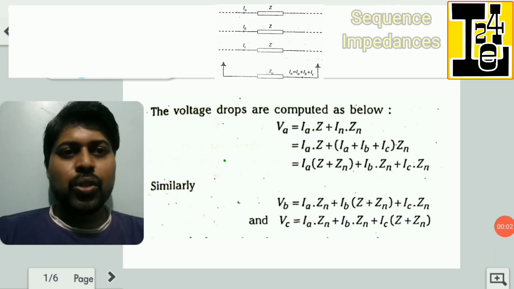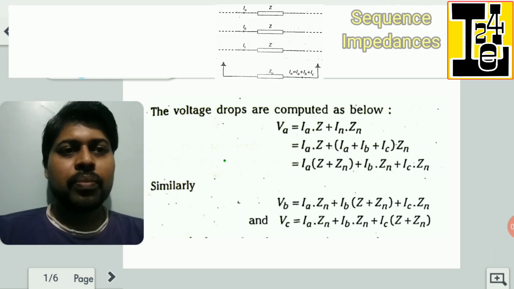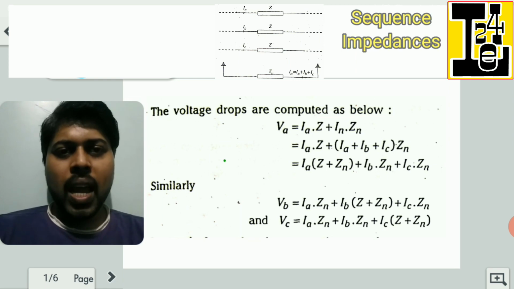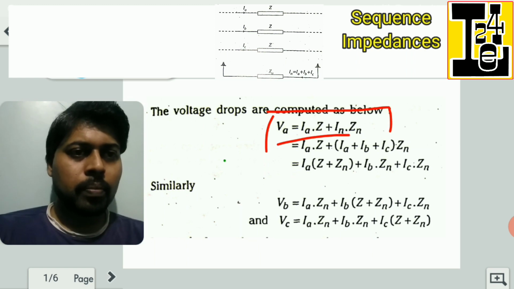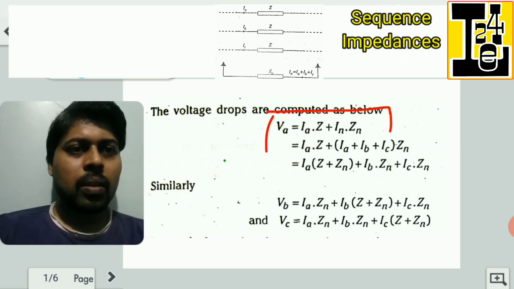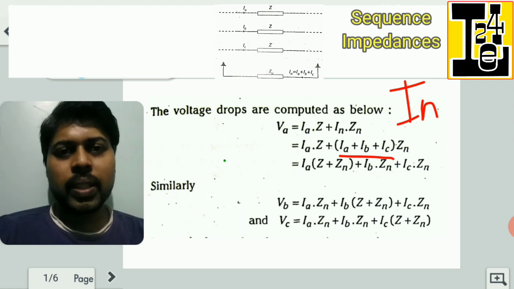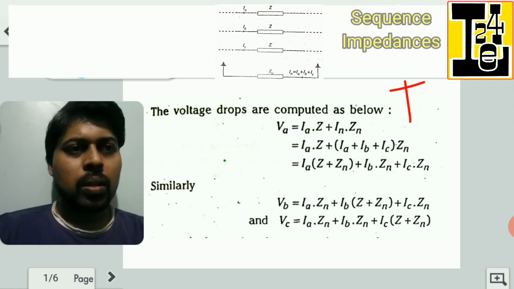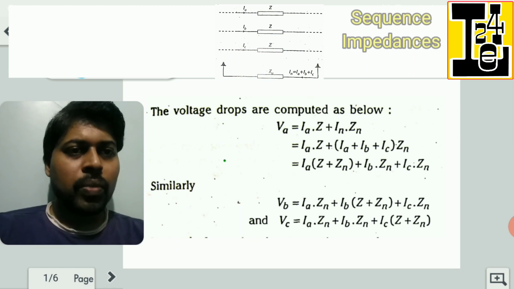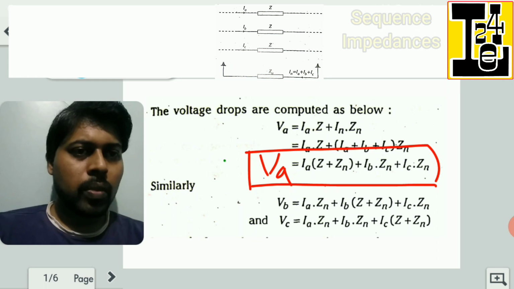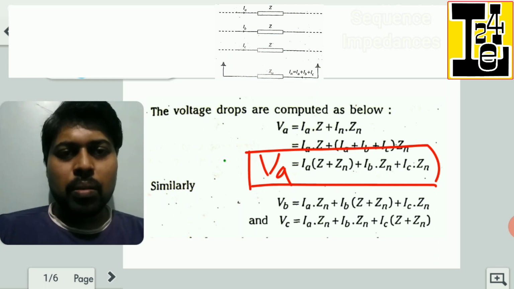The voltage drops are computed as VA equals IA Z plus IN Zn. Here we can substitute IN as IA plus IB plus IC. So further solving this equation, we will get VA equals IA into bracket Z plus Zn, plus IB Zn plus IC Zn.